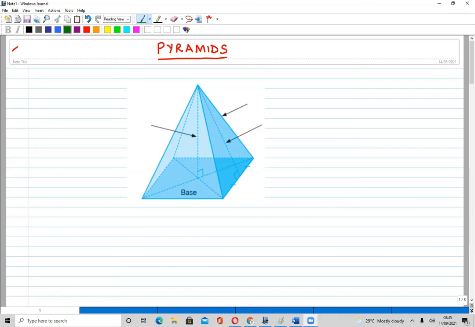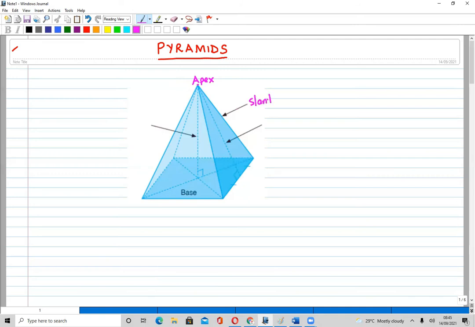Then the vertex where all the slanting faces meet is called the apex, which is opposite to the base, and the apex is not in the same plane as the base. So let's try to see some of its parts. So like I already told you, this is what we call the apex. This point. Then this one, we call it the slant edge.